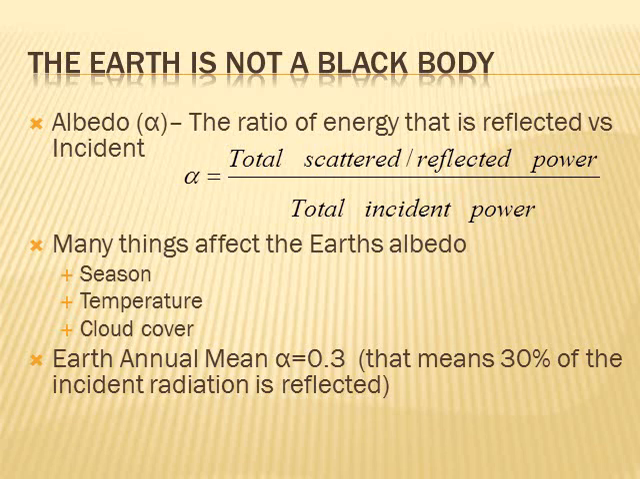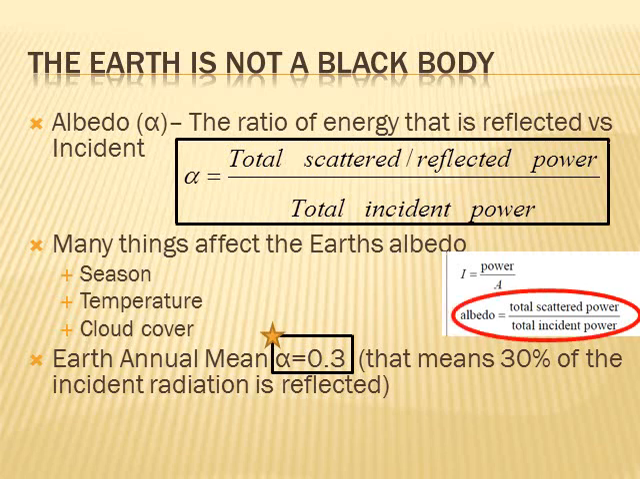The annual mean for the Earth's albedo is about 30%. So that's a value that we should remember. 0.3 or 30% is the average. And you can find this equation in your IB data booklet, but you should really memorize the albedo for the Earth is about 0.3.